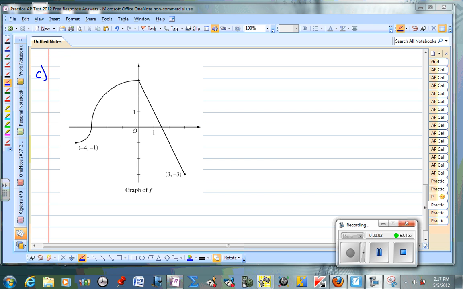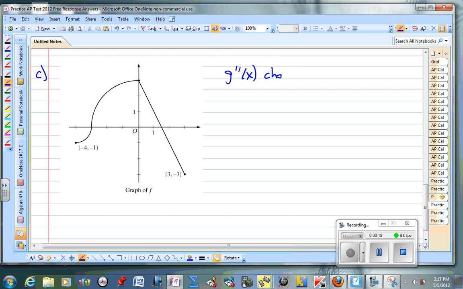Well, here in problem number 4, part C, we're asked to find where the graph of g of x would have an inflection point. So we have to think about what to look for. You know, the graph will have an inflection point whenever the second derivative of that function changes signs.